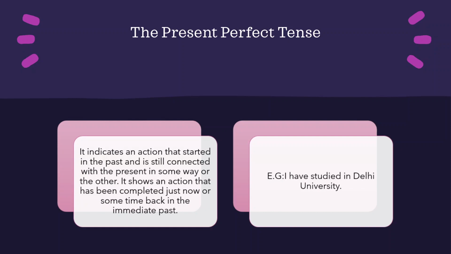I have studied in Delhi University. We cannot use the present perfect tense for an action that is not connected to the present. The sentence, I have studied in Delhi University, refers to an action completed at a point in the past, but the result of that action is still relevant at the time of speaking. I hope you all have understood.